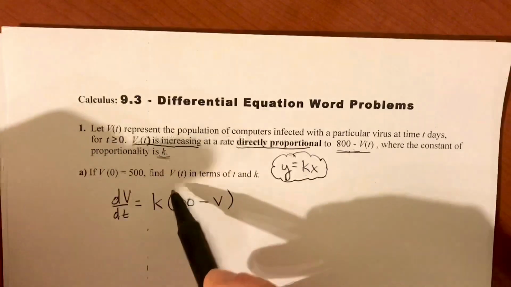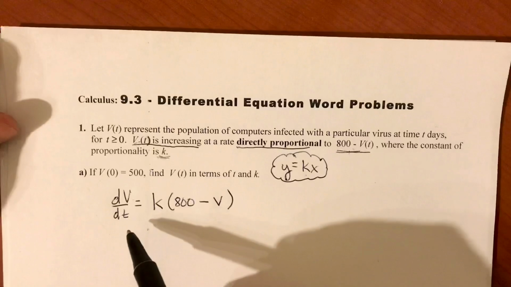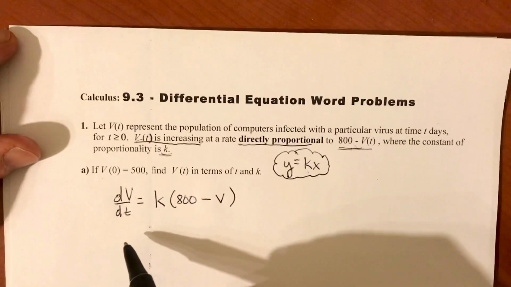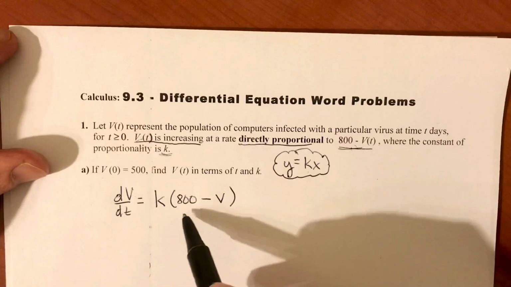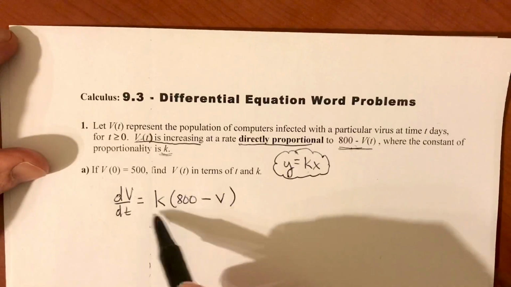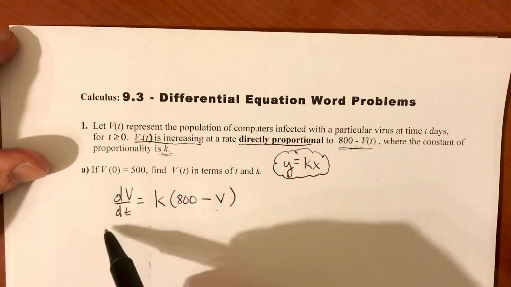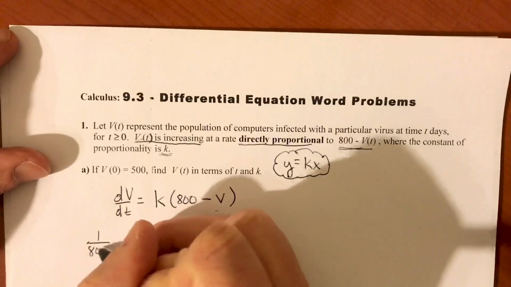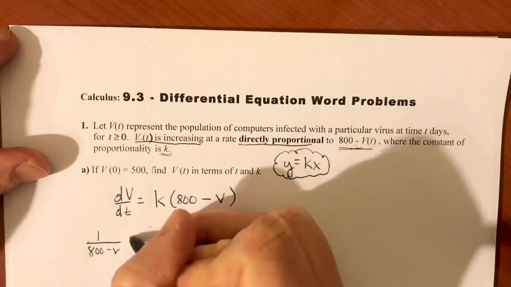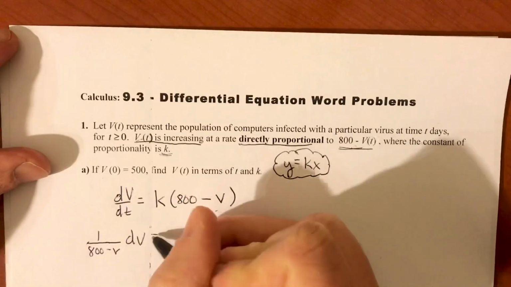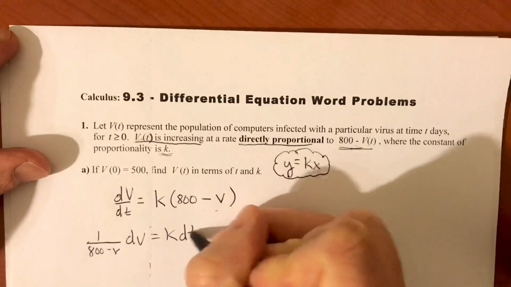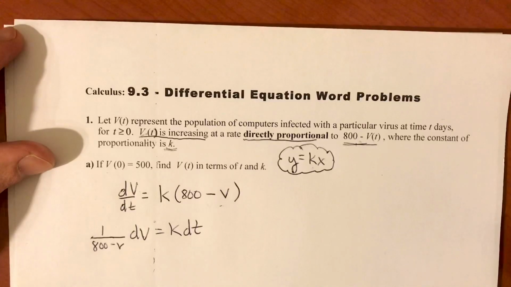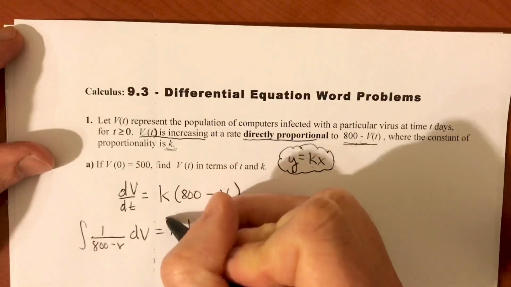So to find v, given the differential equation, we're going to solve by integrating. But of course, we have to separate those variables first, like we've been doing lately. So I'm going to divide both sides by this quantity, 800 minus v, to get it over on this side with the dv: 1 over 800 minus v dv. I'm going to multiply both sides by dt, and I'm going to have k dt. Now we've separated the variables. I'm going to integrate here.